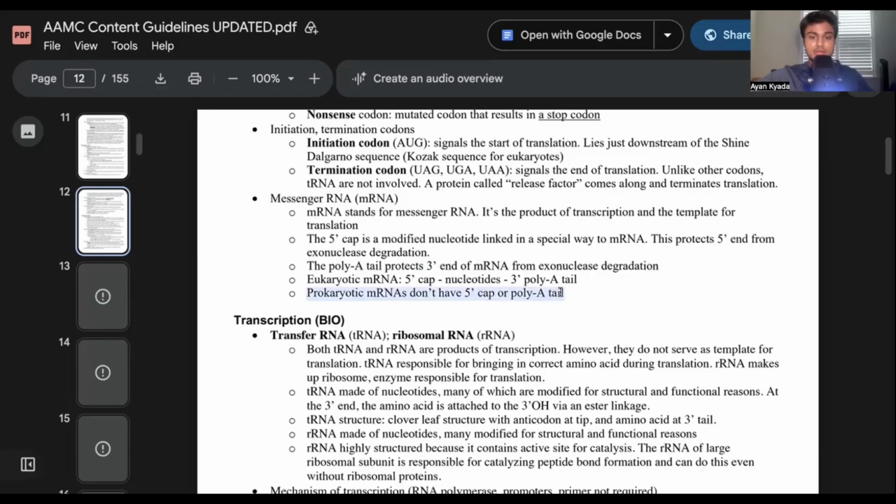Prokaryotic mRNAs don't undergo this 5' capping or poly A tail. They don't undergo any post-transcriptional modifications because they don't have a nucleus. For prokaryotes, transcription and translation occur simultaneously because it's all happening out in the cytoplasm. So as the mRNA is being formed, it's directly being translated by the ribosomes to make proteins. So it doesn't require any form of post-transcriptional modification like 5' capping or 3' polyadenylation that the eukaryotes require.